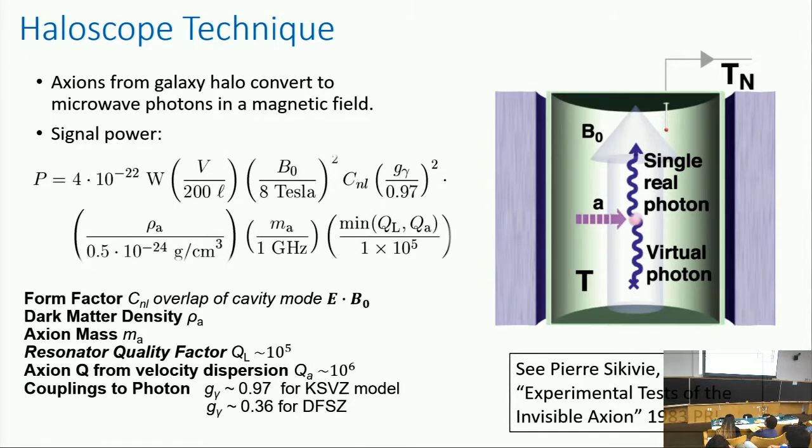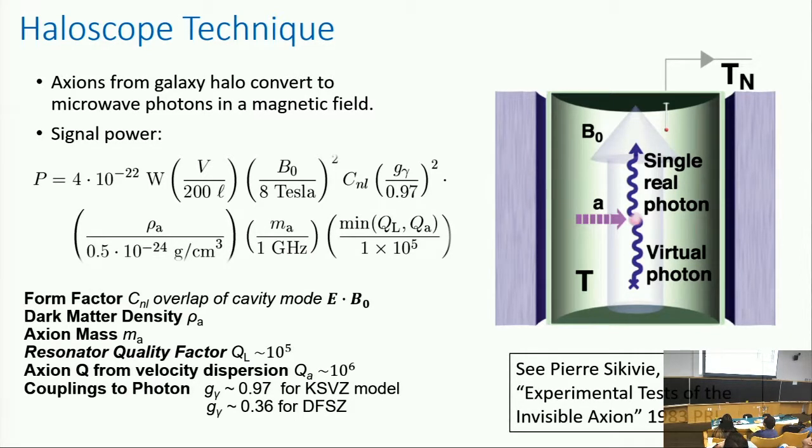This idea was invented by Pierre Sikivi in an absolutely classic paper in 1983, a very short paper. He proposed both this technique for looking for dark matter axions and the one for looking for axions from the sun, all in the same place. So basically, the entire experimental field of axion physics was proposed in this one paper, which is sort of a must-read.